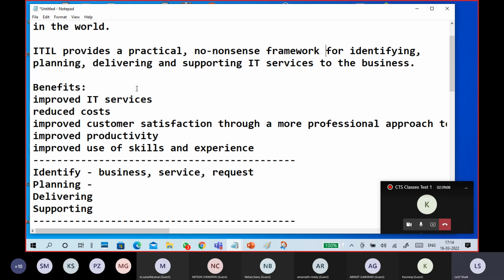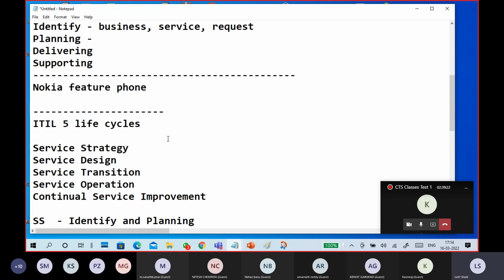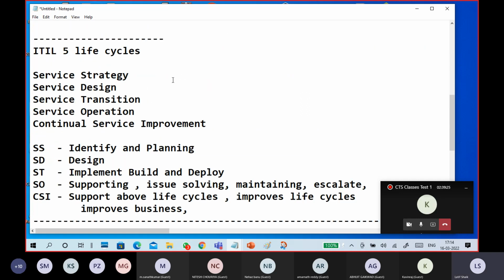So benefits of following ITIL are improved IT services, reduced cost, improved customer satisfaction, improved productivity, improved use of skills and experience. ITIL has 5 life cycles: service strategy, service design, service transition, service operations, continual service improvement.